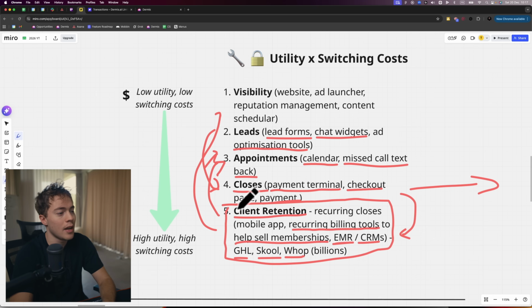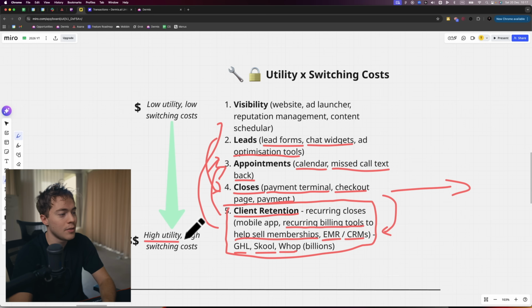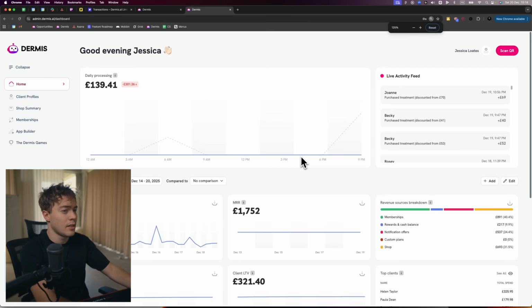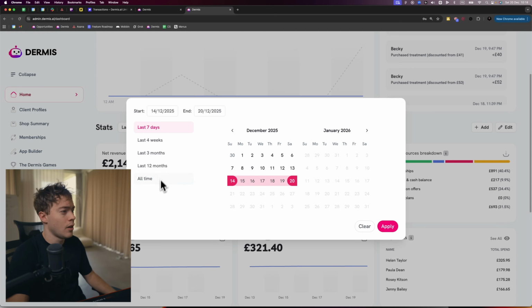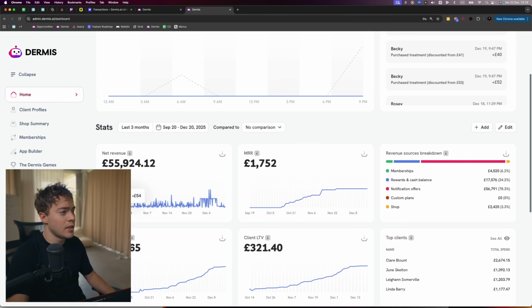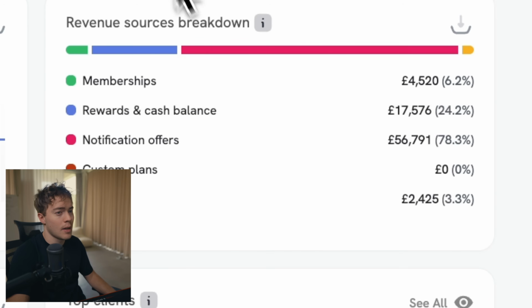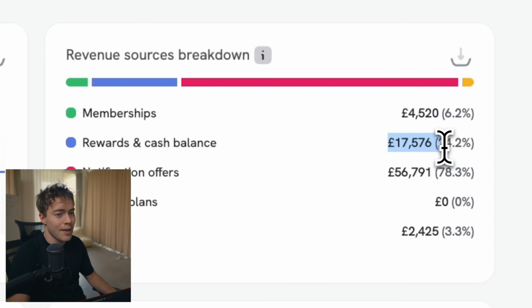So this is why client retention is the most high utility, high switching costs thing you can do for a business. And this is actually what we do with Dermis, right? For example, if you look at this client dashboard here, if we go the last 3 months, ever since this client started with us in October, we're now the 20th of December, we have generated for them 17,000 pounds from rewards and cash balance and 56,000 pounds from notification offers.